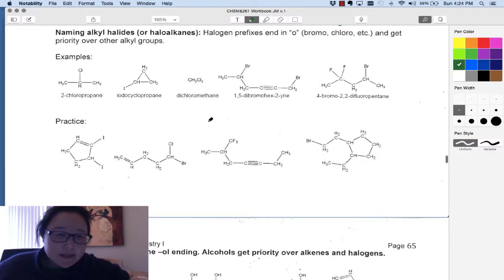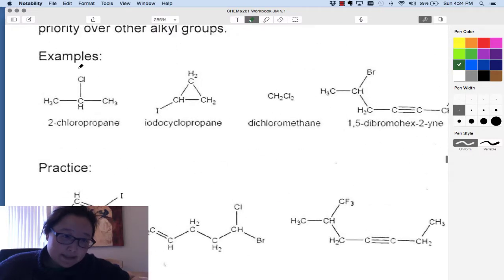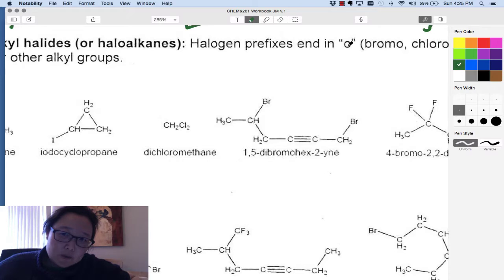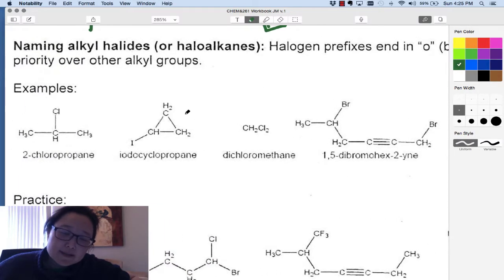Okay? Now we're going to look at what happens with halogens. These are basically like naming alkanes, but with a halogen in there. Let's go through some of these examples. 1, 2, 3, 2-chloropropane. So this is still our parent chain. So you want to use the longest possible chain with halogens, and then number the halogens as your lowest number if possible. So iodocyclopropane. So notice for the halogen names, you want to end the prefixes in O. So you have bromo, chloro, fluoro, etc., iodo. And then use the alkane as your ending.